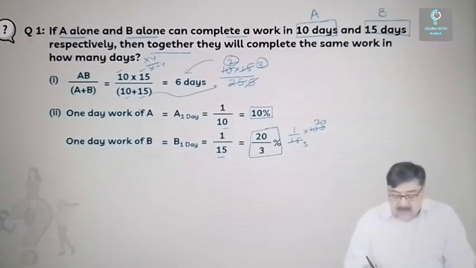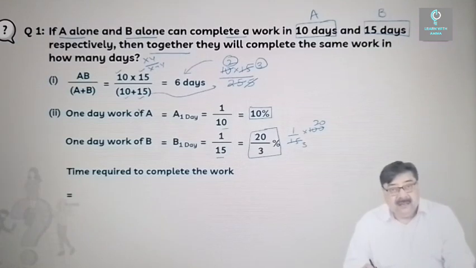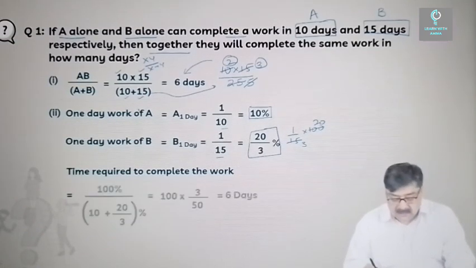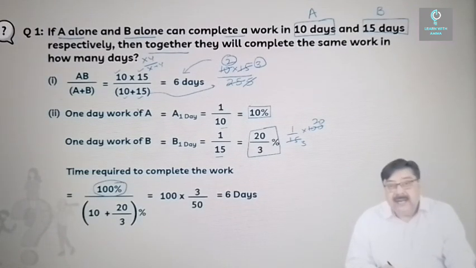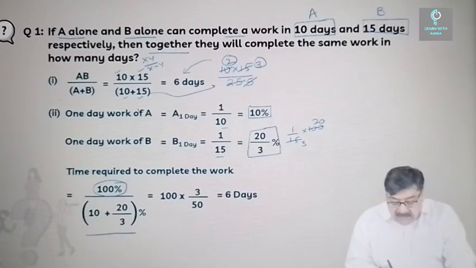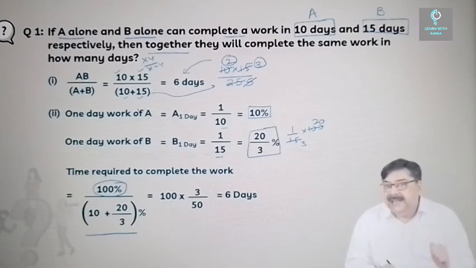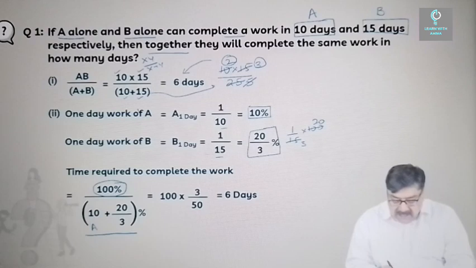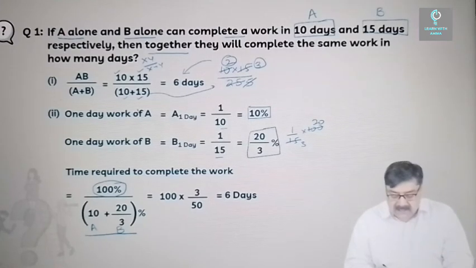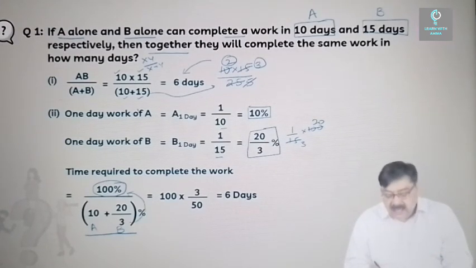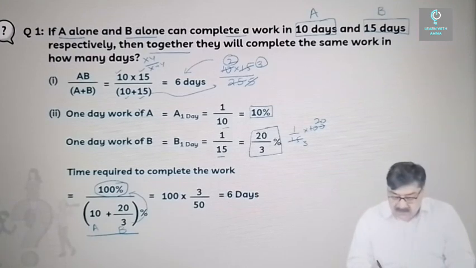That's it. So now if you want to combine the working efficiencies of A and B together, as they are going to work together, then 100% work will get divided by the total working efficiency per day of A and B together. So this 10 plus 20 by 3 works out to be, let us say, 50 by 3. 3 goes up, becomes 3 by 50. So still we get 6 days.